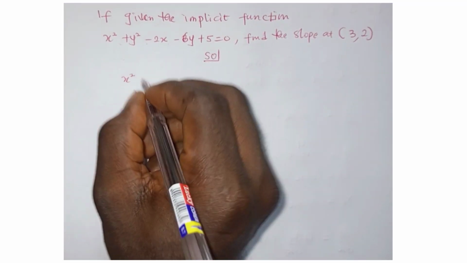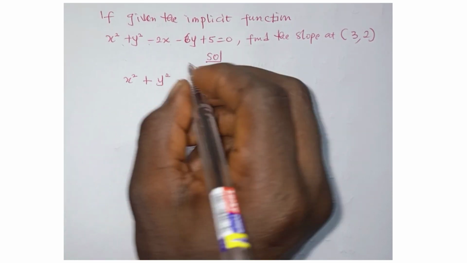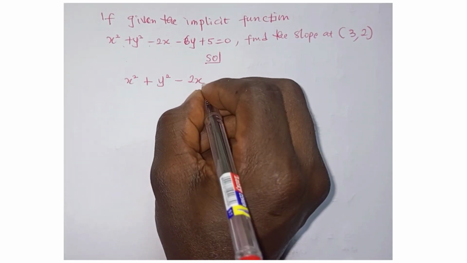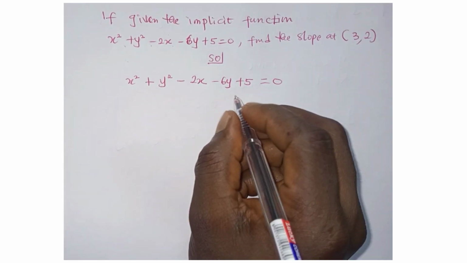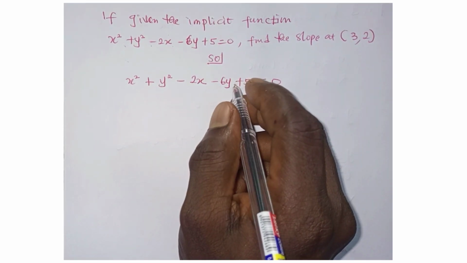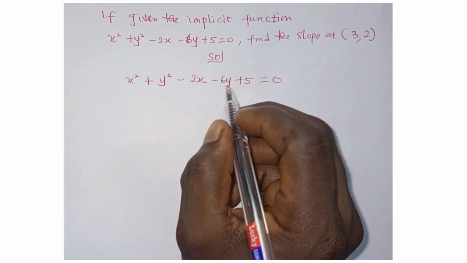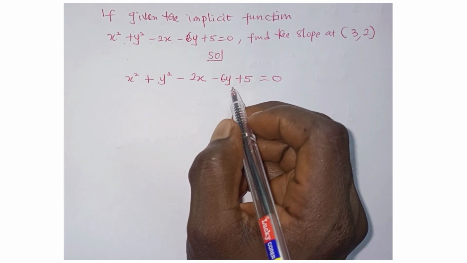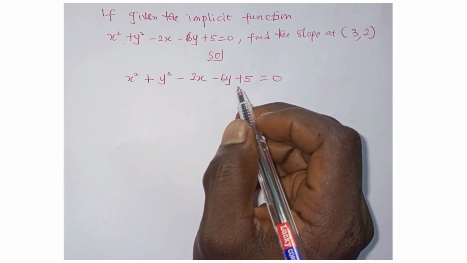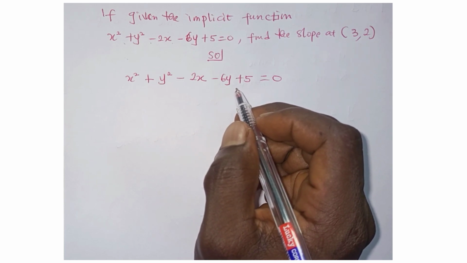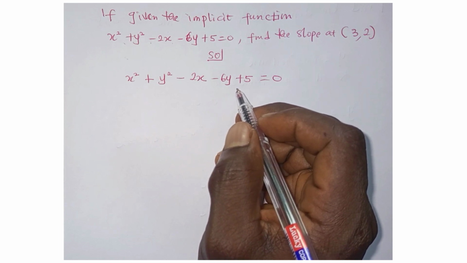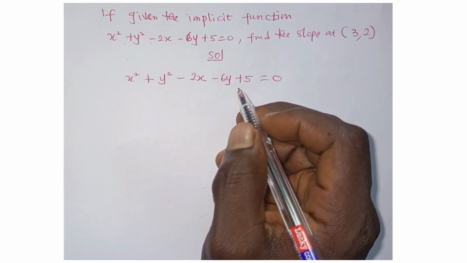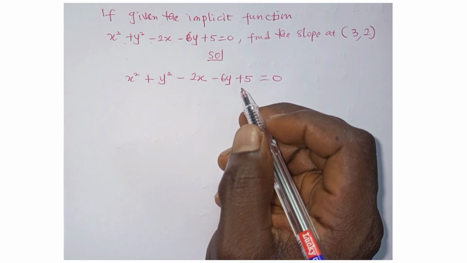Now from here, we are given x squared plus y squared minus 2x minus 6y plus 5 equals 0. So how can we find the slope? Slope means dy/dx. We call this an implicit function. Implicit means x and y are depending on each other. In this case, it is not explicit. If we are given y equal to something, we call it explicit. But if x and y are together, we call it an implicit function.